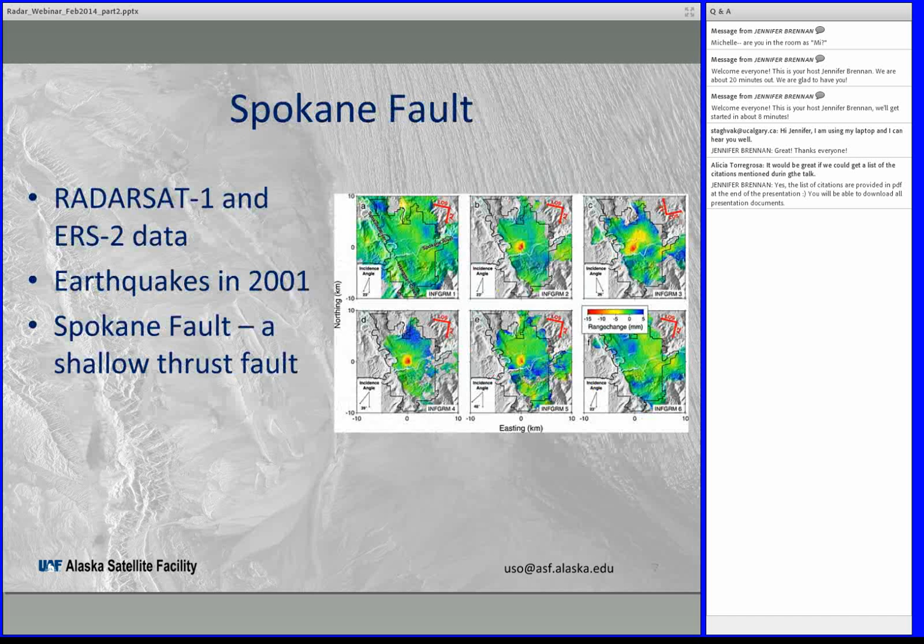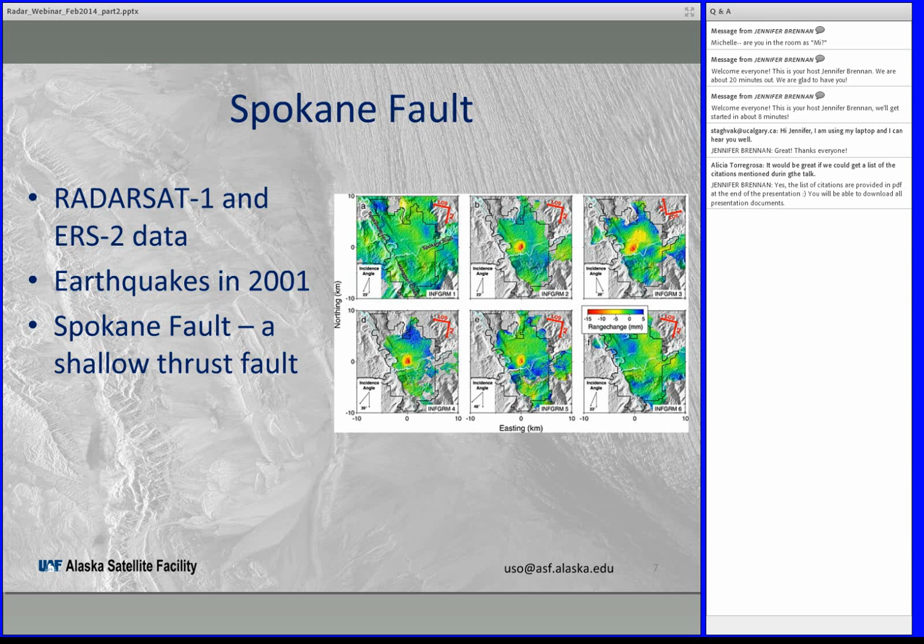As mentioned, InSAR has wide applicability in solid earth research. A second example of InSAR is a paper published in 2013 by Wicks and others investigating a 5-month-long sequence of small, shallow earthquakes, 105 in total, beneath Spokane, Washington in 2001, the largest of which was a magnitude 4.